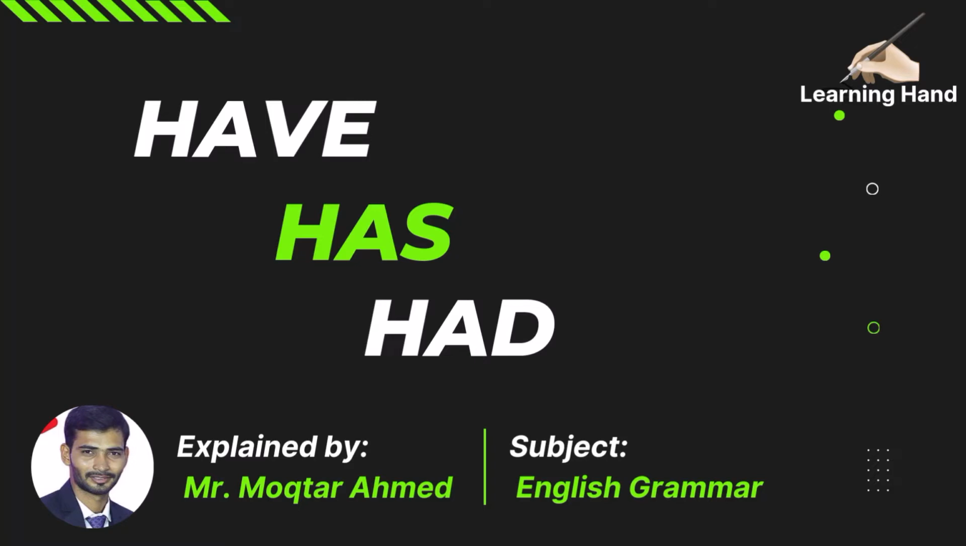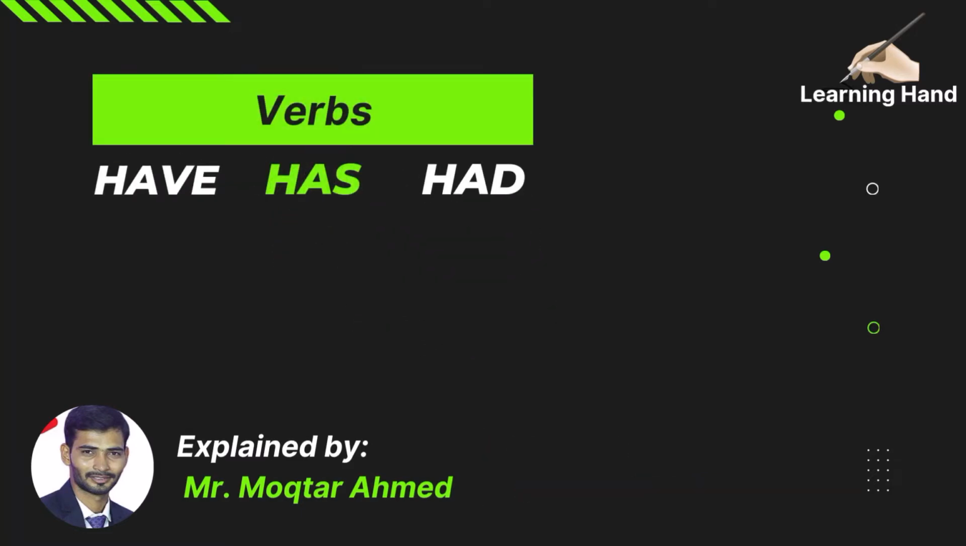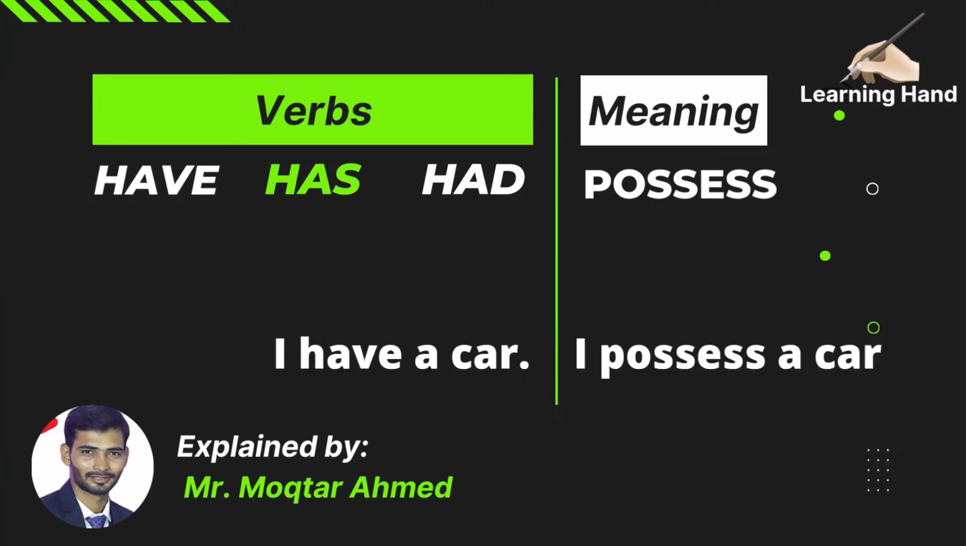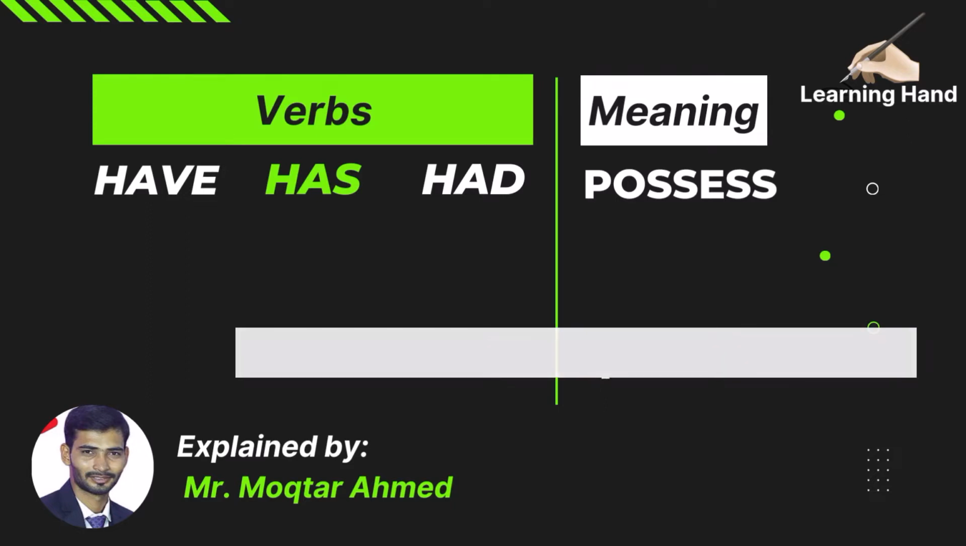Basically, all these three words, have, has and had, are verbs but in different forms, which means to possess something. For example, I have a car, which means I possess a car. So let's understand the difference between these words.